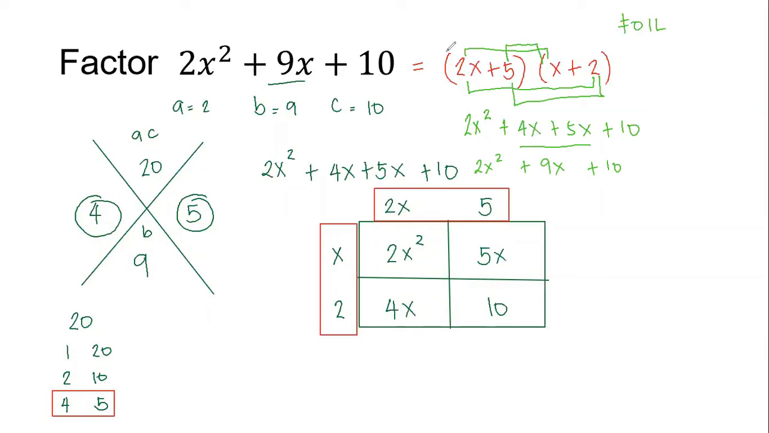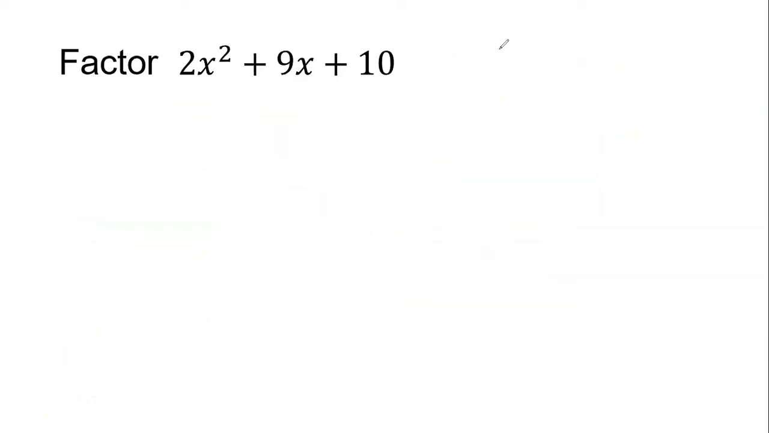Now let's proceed to another example. Here we're going to factor 6x squared minus 23x plus 21. This time we're going to find the values of a, b, and c first. Again, a is the numerical coefficient of x squared, so that would be 6. B is the numerical coefficient of x, so that would be negative 23. And c is the constant, which is equal to 21.